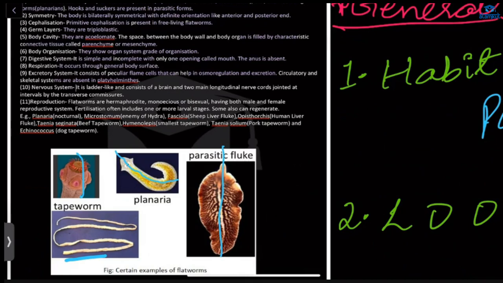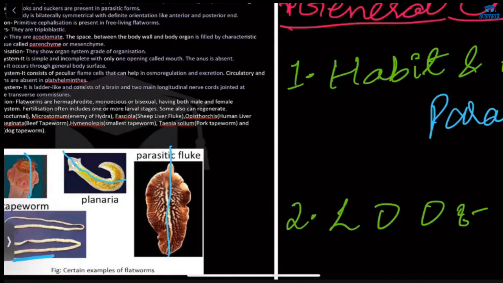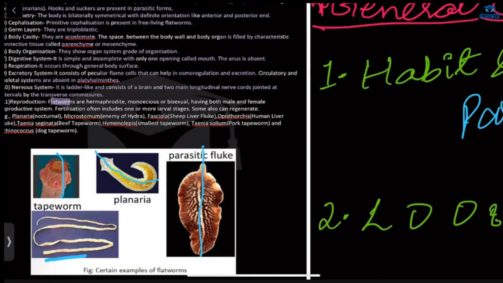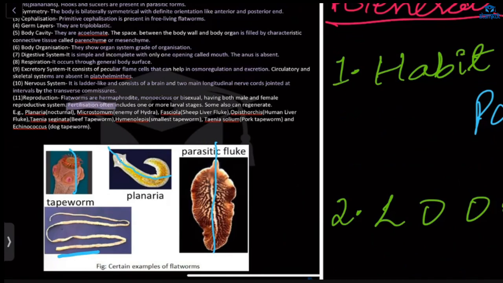Nervous system is ladder-like and consists of brain and two longitudinal nerve cords joined at intervals by transverse commissures. Jaise figures mein maine dikhaya na, ki wo ladder-like hote hain, transverse commissures ke through joint hote hain. Now reproduction: they are hermaphrodite, monoecious or bisexual, having both male and female reproductive systems. They include one or more larval stages. Some can regenerate. Regenerate kaun karta hai? Planaria.